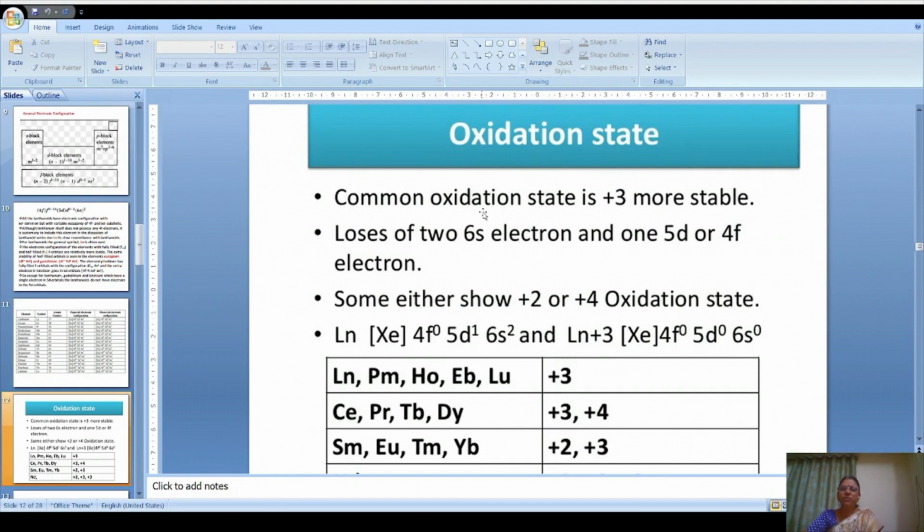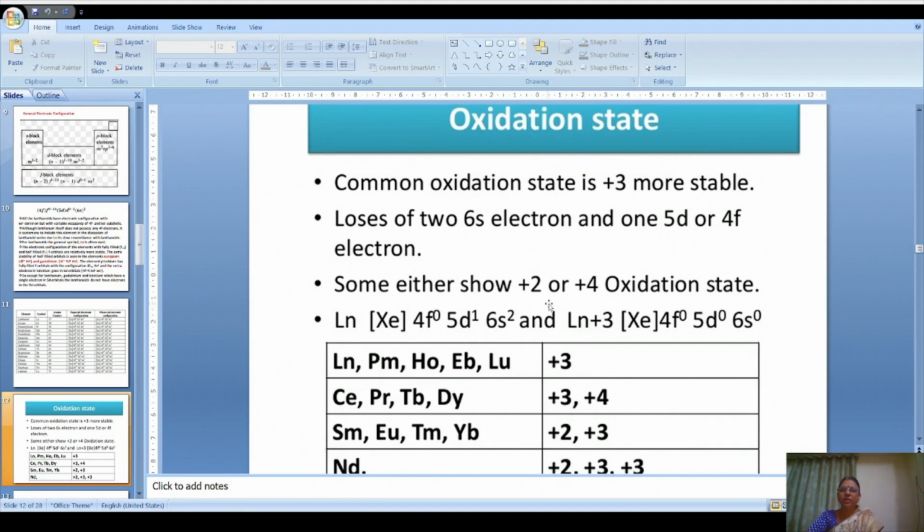Oxidation state. The common oxidation state for lanthanides is +3, and it is more stable. Loss of two 6s electrons and one electron from 5d or 4f gives the +3 oxidation state to lanthanides. Some elements show +2 or +4 oxidation states.